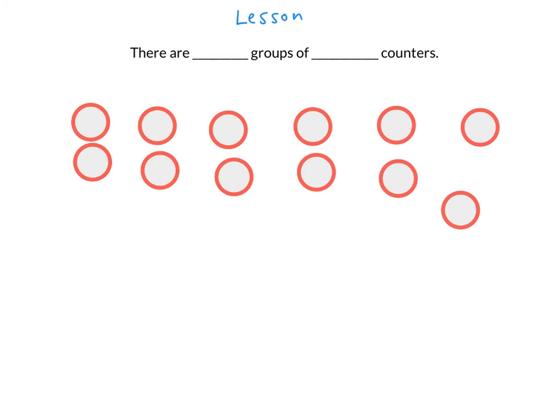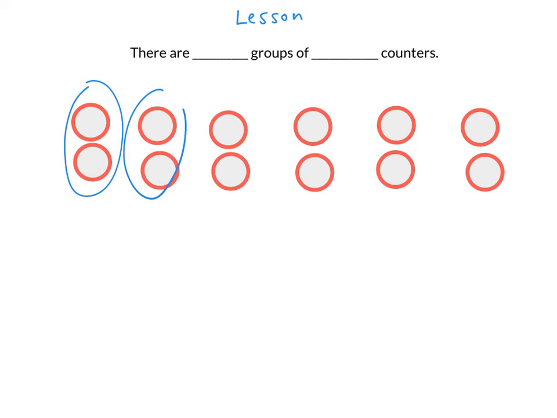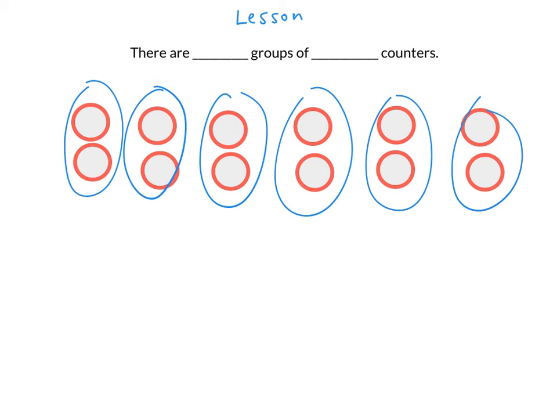Do you notice how I put them very close together so that I don't get my groups mixed up? So let's see. I have 1, 2, 3, 4, 5, 6 groups. And in each group, it's 2 counters. 1, 2. So 6 groups of 2 counters.